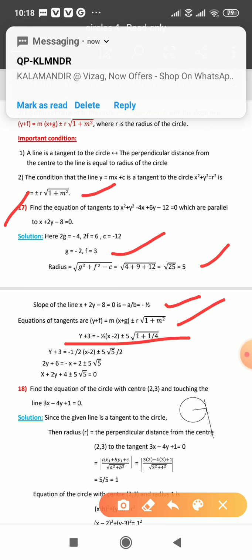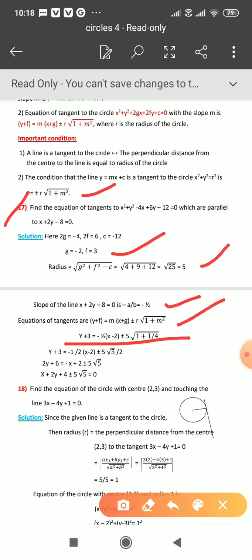By using the slope formula. What is the slope formula? y plus f is equal to m into x plus g plus or minus r root of 1 plus m square. Here we are using two conditions: slopes of parallel lines are equal, and the equation of the tangent by using slope form, that is y plus f is equal to m into x plus g plus or minus r root of 1 plus m square.